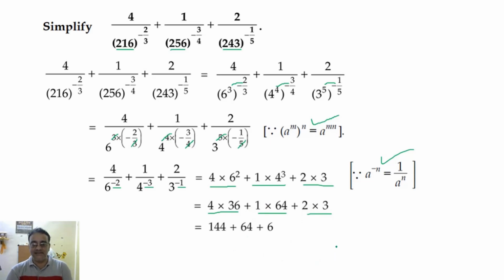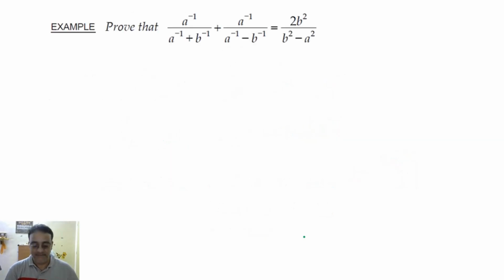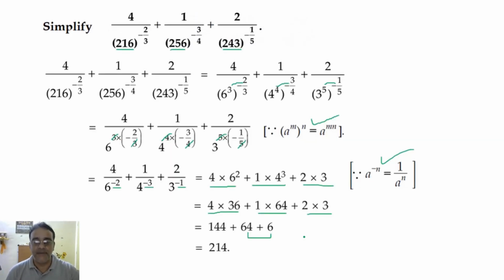What is the final answer? 206. 216. फिर से करो, फिर से ऐड करो. ये दोनों ऐड करने से 70 हो रहा है. देखो. 214. Right, 214. So any doubt in this question? No, sir. Okay.